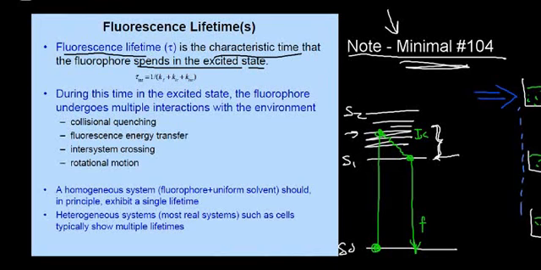So let's move on and talk about what's going on here. During this time in the excited state, the fluorophore undergoes multiple interactions with the environment. When a molecule is in its ground state, it's relaxed. When it's in its excited state, just like at this point, it's subject to different forces. It's subject to rotational motion, to intersystem crossing, to FRET, which we're going to go through later. And it may collide with its environment until it loses its energy, which is collisional quenching. So these are the other forces that this molecule may interact with.